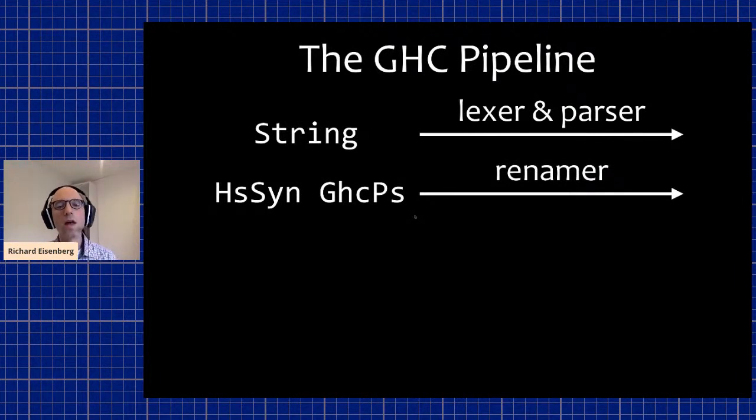Then this type is indexed by either a phase or a pass. I sometimes slip between these words. We'll consider them to be the same. So GhcPs means this is stuff that has already been parsed. Ps stands for parse, and it's part of GHC.